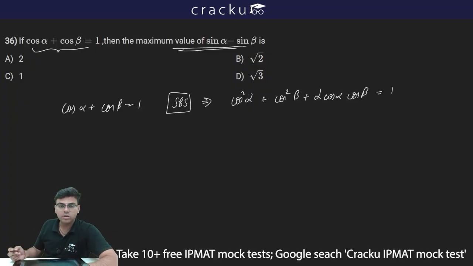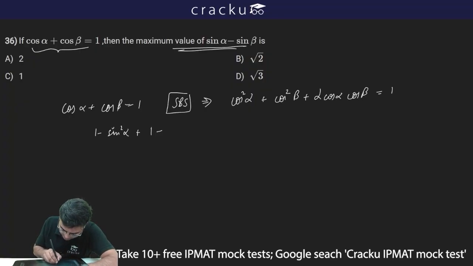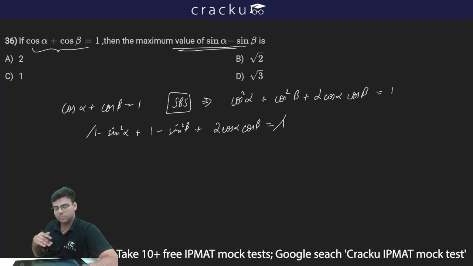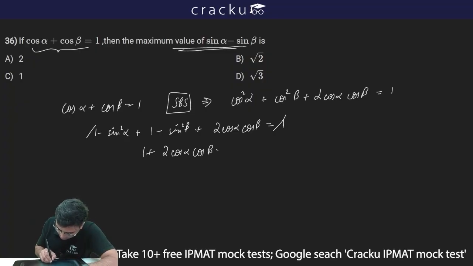Now cos square alpha, I can write this as 1 minus sin square alpha. So thus this will be 1 minus sin square alpha plus 1 minus sin square beta plus 2 cos alpha cos beta should be equal to 1. This 1 and 1 get cancelled, and I'll take minus sin square alpha and minus sin square beta to the right hand side. So this will become 1 plus 2 cos alpha cos beta should be equal to sin square alpha plus sin square beta.